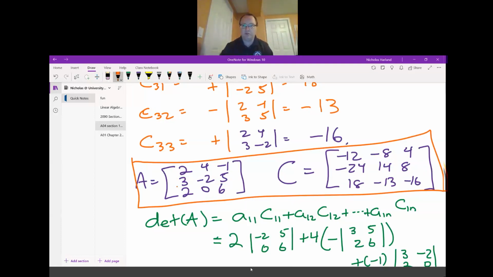If we took row 2 times row 2, we would get negative 60. What if we took column 3 times column 3? What would we get? We get the determinant again, so we would get negative 60 for sure.